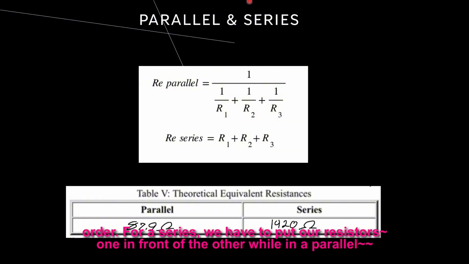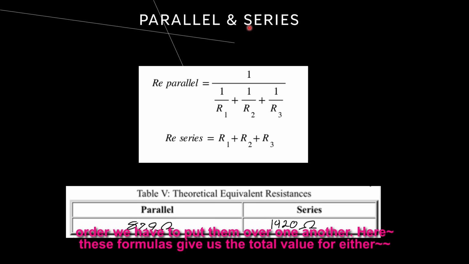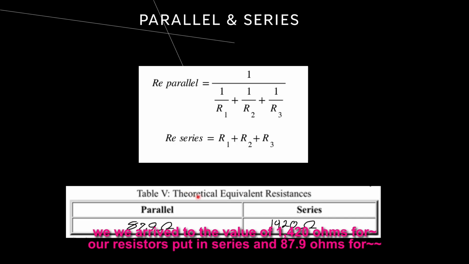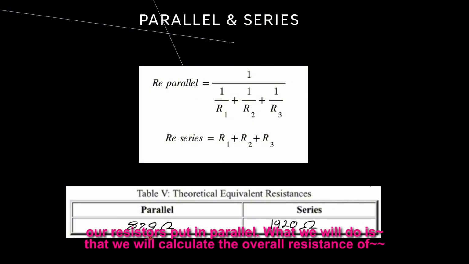For a series, we have to put our resistors one in front of the other, while in a parallel order, we have to put them over one another. Here, these formulas give us the total value for either the resistors placed in series or in parallel. While doing our calculations, we arrived at the value of 1,420 ohms for our resistors put in series and 87.9 ohms for our resistors put in parallel.